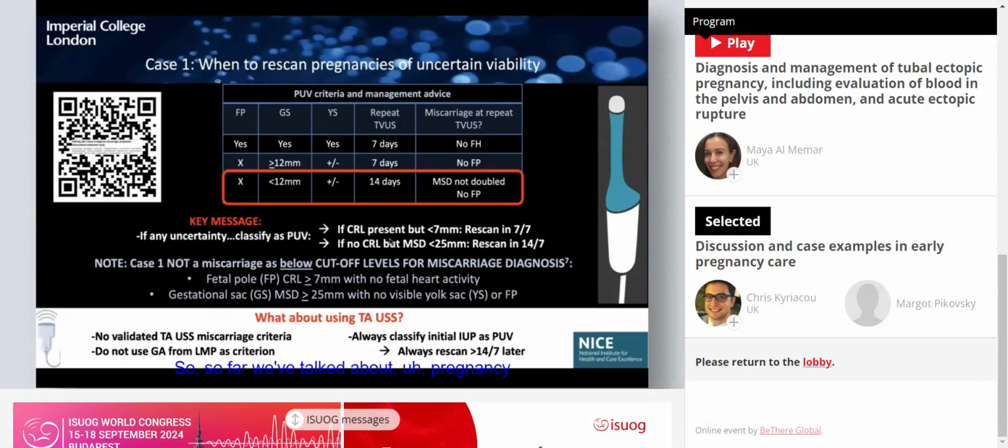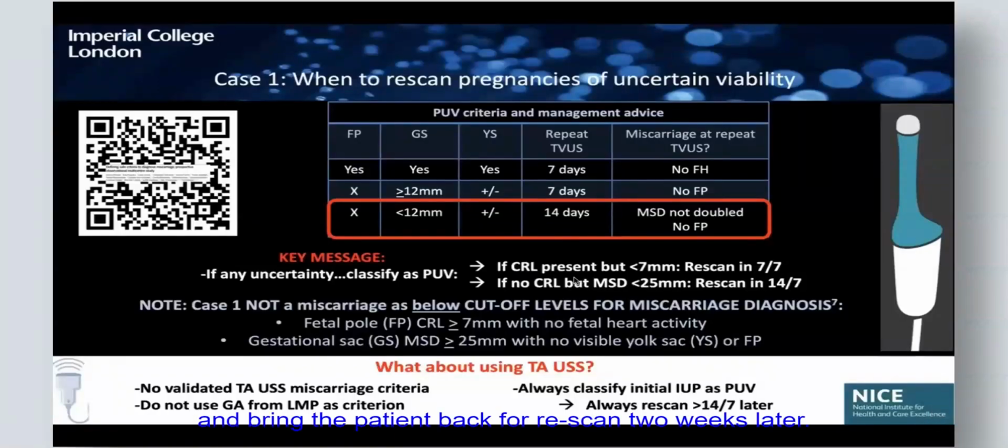So far we've talked about pregnancy of uncertain viability and transvaginal scanning, but what about transabdominal scanning? Well, first thing to say is that we need to proceed with caution, because there's no validated miscarriage criteria for transabdominal ultrasound. Do not use the gestational age from the last menstrual period. And best practice is to always classify an initial intrauterine pregnancy as a pregnancy of unknown viability and bring the patient back for rescan 2 weeks later.